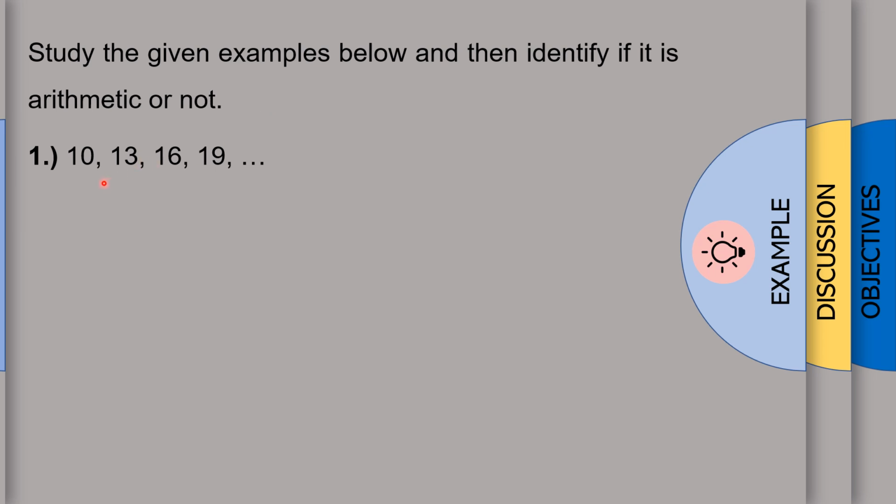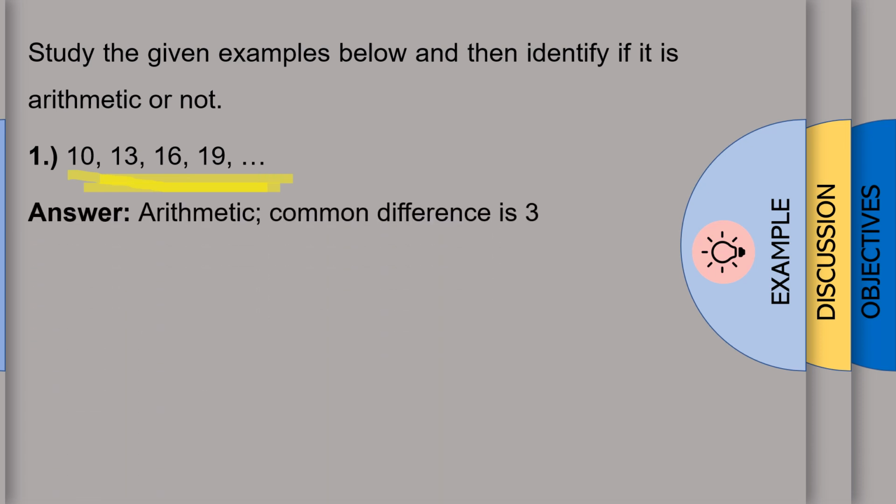Okay, let's have example number 1. We have here 10, 13, 16, 19, so on and so forth. So, ito yung ating sequence. Ang tanong ngayon is, ito ba ay example ng arithmetic or not? Our answer is arithmetic. So, bakit naging arithmetic? Kasi may nakita tayong common difference niya na 3.